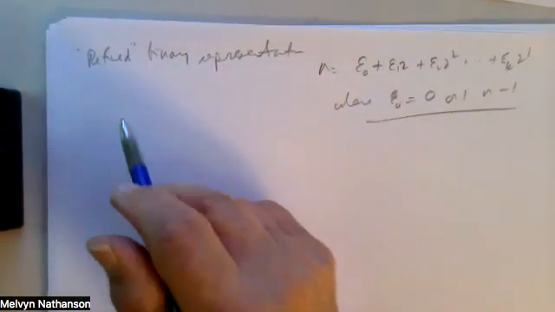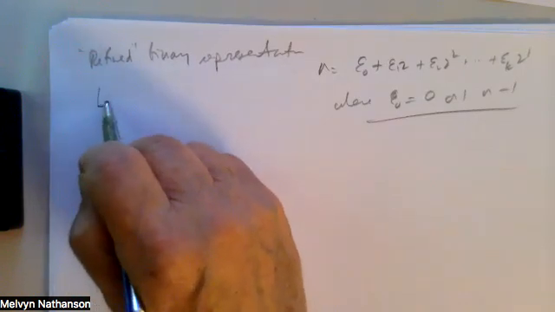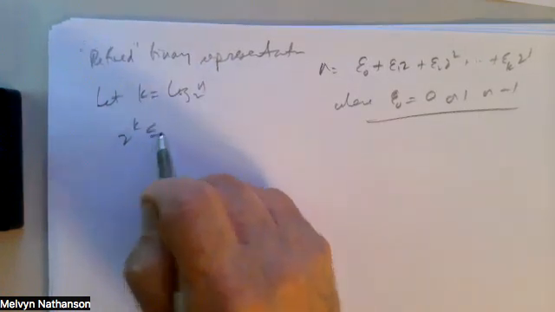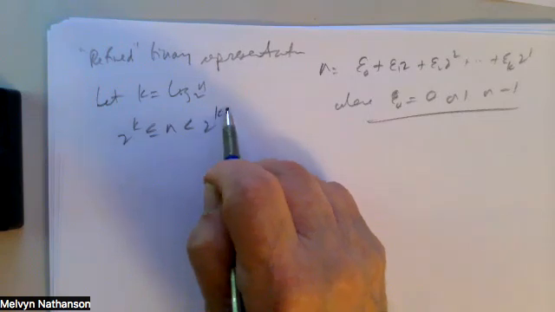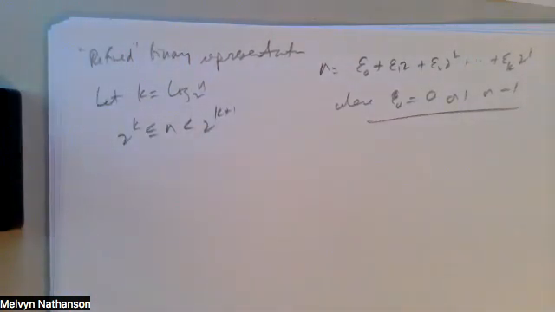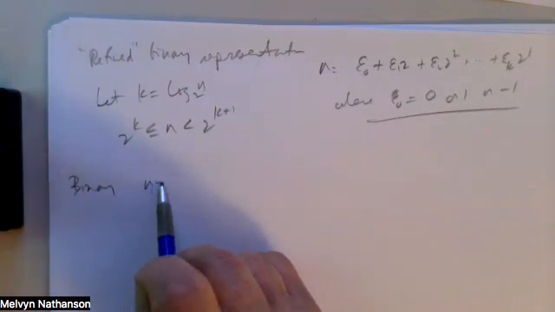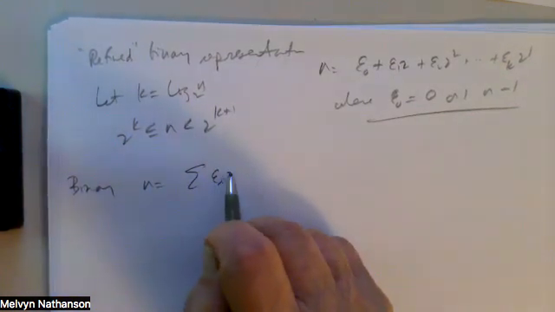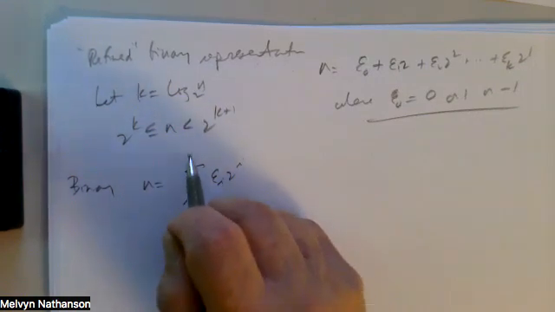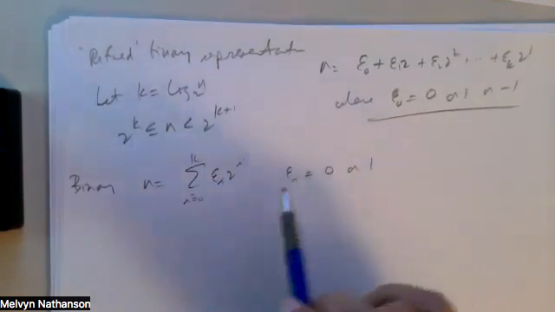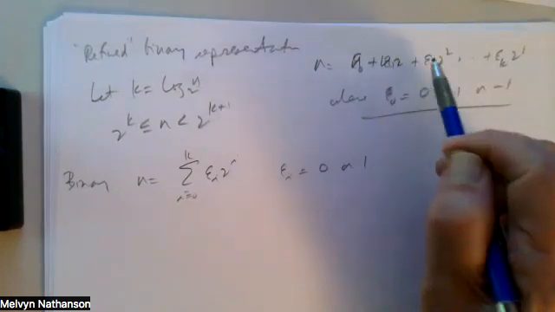So let me express it like this, and this is actually a very nice theorem. Let k be the log of n to the base 2, so 2 to the k is less than or equal to n is less than 2 to the k plus 1. We can write n in binary: n is the summation of epsilon i times 2 to the i, where i goes from 0 to k, and epsilon i is 0 or 1. I should have called these something different.